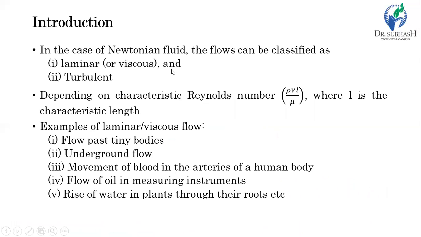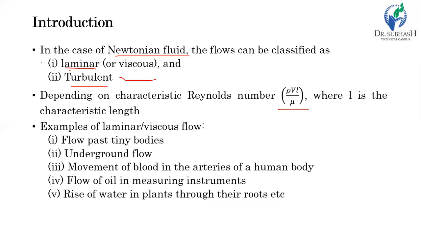According to the Newtonian fluid, we can divide the flow into two types: laminar flow, or viscous flow, and turbulent flow. The characteristic Reynolds number is equal to rho V d by mu, where d or L is a linear dimension. In practical terms, it is also considered as rho V L by mu. According to this Reynolds number, the two types of flow are divided. If the Reynolds number is greater than 4,000, it is called turbulent flow, and if it is less than 2,000, it is called laminar flow.